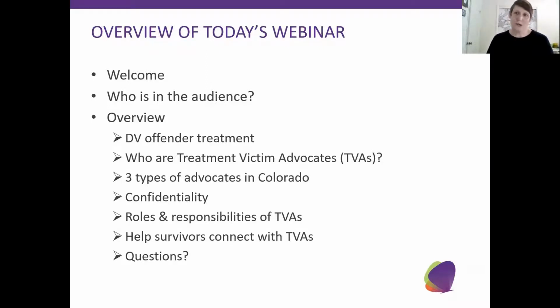In terms of overview, I'm going to cover a lot of little bits of different topics. We're going to talk really briefly about what DV offender treatment is, and who treatment victim advocates, or TVAs, are. We're going to cover the three different types of advocates in Colorado, and talk about confidentiality with those three types. We're also going to be more specific about the roles and responsibilities of treatment victim advocates, as well as helping survivors connect with TVAs. I've left a good portion at the end so that we can answer questions. And like I said, I will be checking the chat as we go along to see if there are questions. If I miss anything, I'll make sure we get to it at the end.